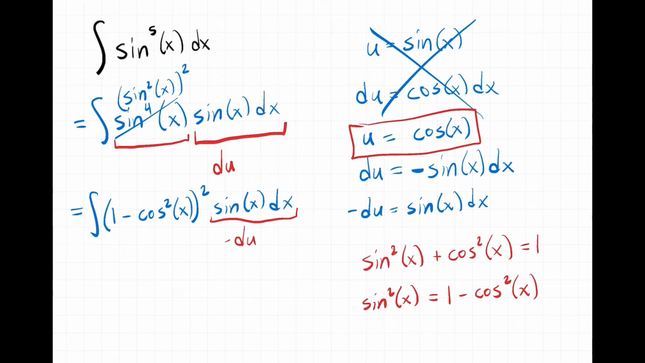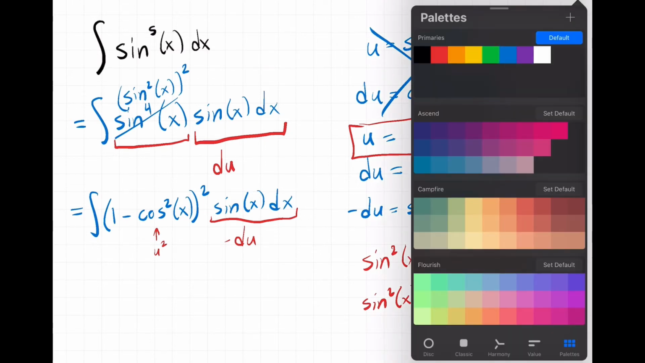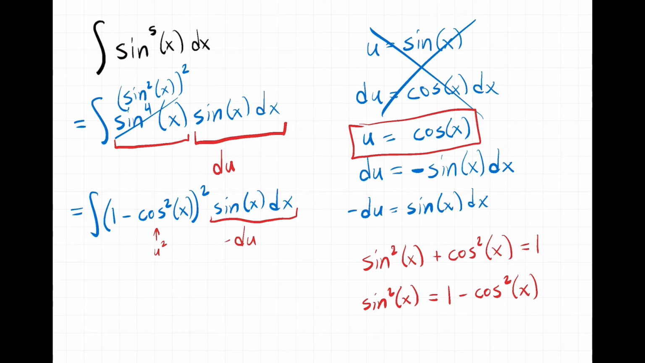But again, we don't need to worry too much about the constant multiples here. They'll sort themselves out. And everything else involves our u. That's u squared right there. So we're ready to go. We can do our substitution here. This equals the integral of 1 minus u squared, squared, times negative du. I'll put the du here and the negative in front of the integral.